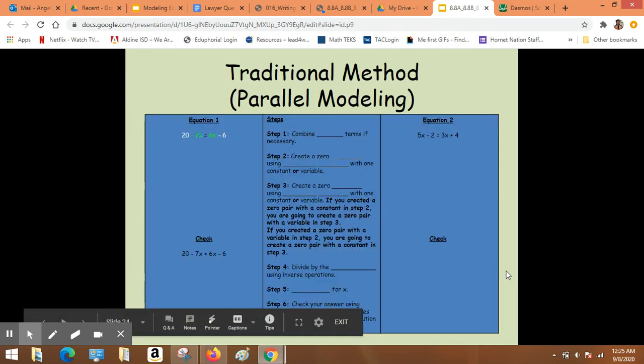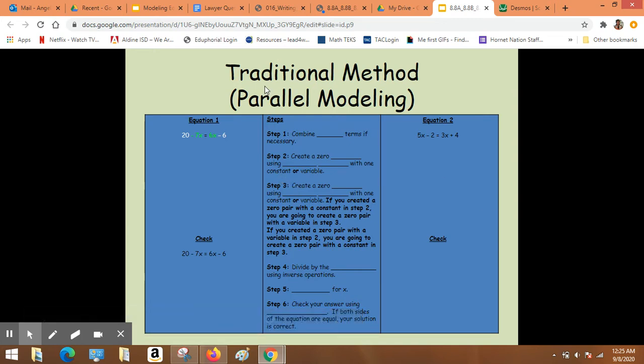Alrighty. Okay, so now we're going to learn the traditional method. So on the top of your journal or the virtual journal, it should say or write traditional method. Okay, so again, step 1, do I need to combine any like terms? Is there anything I need to combine on the left side? No, I have 1 and 1. Anything on the right side?